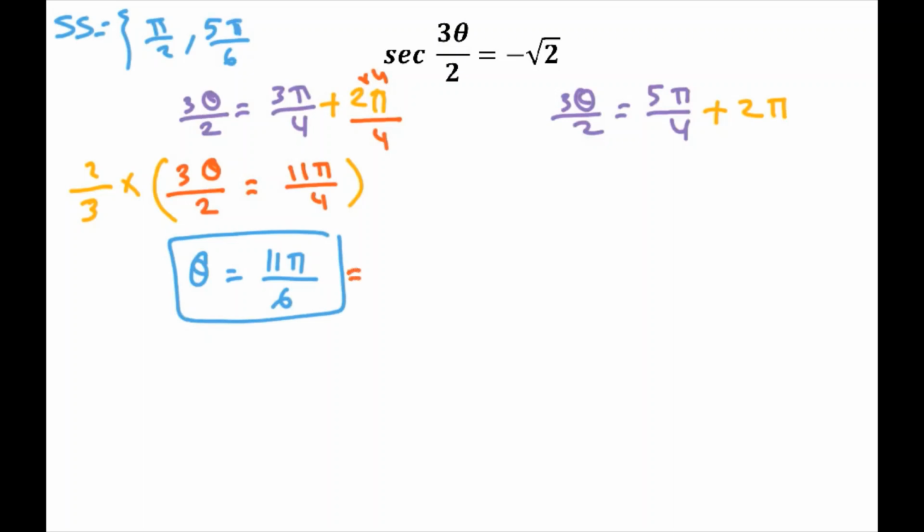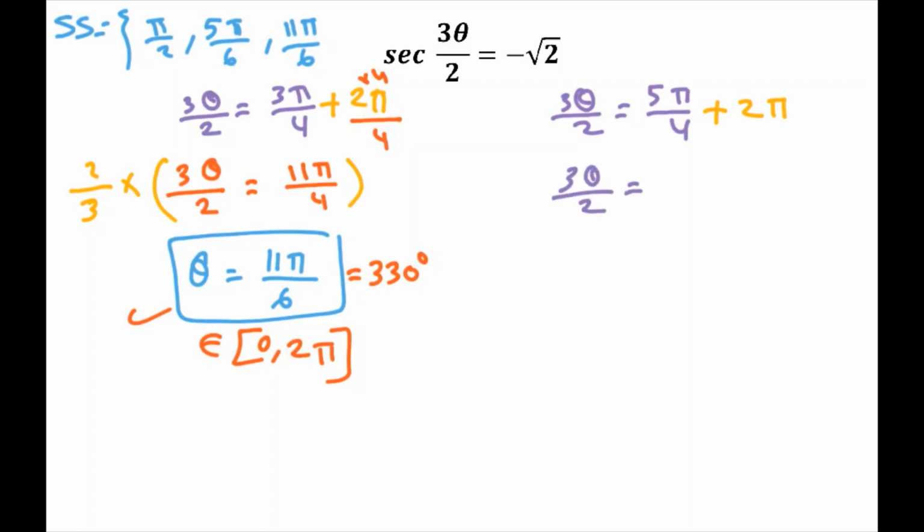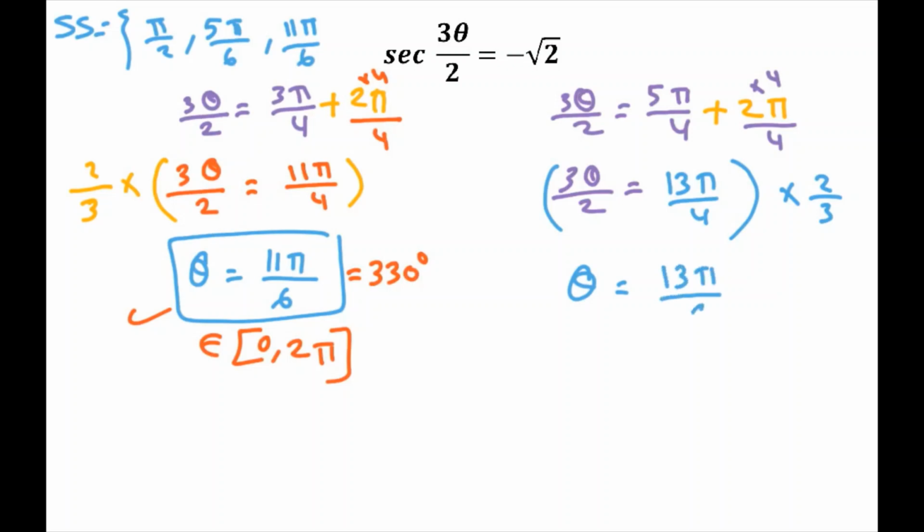11 pi over 6 is basically 330 degree, which is at an angle between 0 to 2 pi. So that's, we are going to take it. So I'm going to add it here. Now finally, I'm going to add, again I need 4 here, so you are going to multiply by 4. 8 plus 5 is 13 pi over 4. And then you will multiply everything by 2 over 3. Be 13 pi over 6.